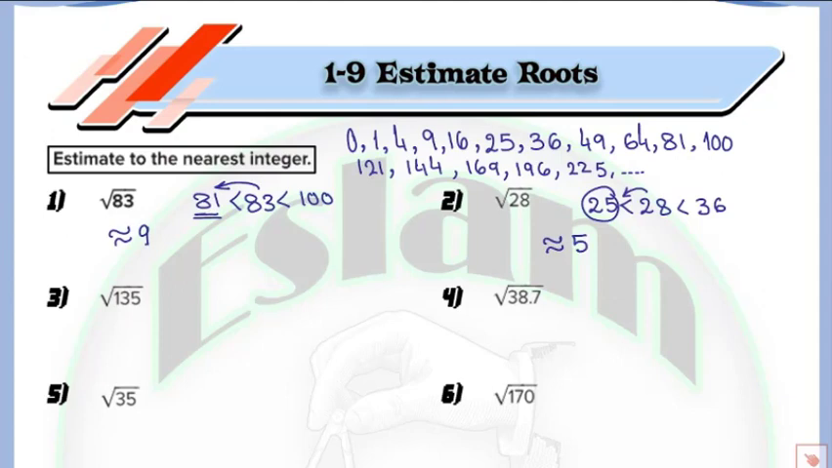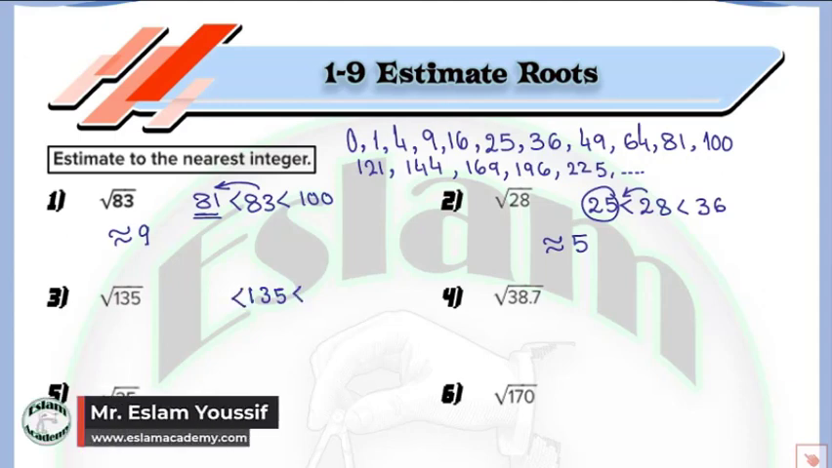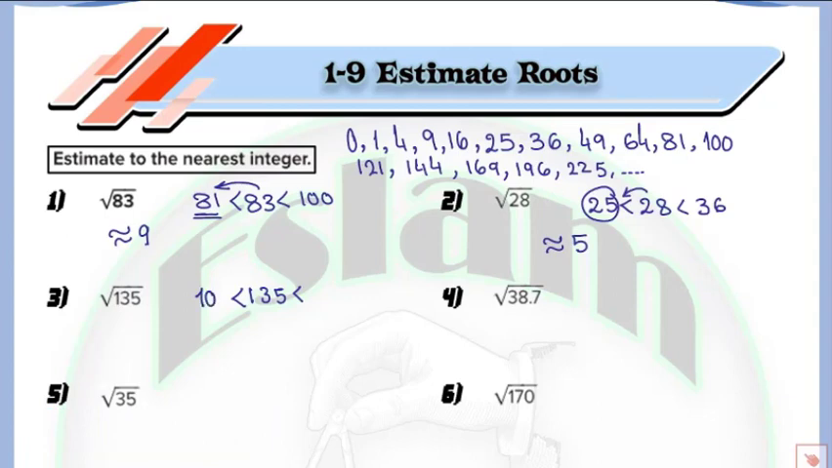Now we need to find the square root of 135. So we just write 135. We need two square numbers, one of them before 135 and the other after 135. You will find that 135 lies between 100 and 144. You will find that 135 is close to 144. The square root of 144 equals 12. So the square root of 135 is approximately 12.